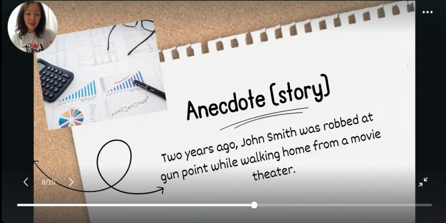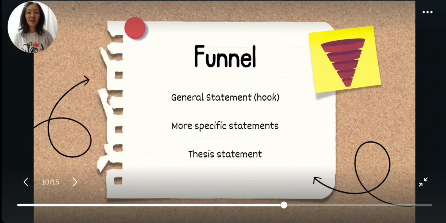So I guess everything's clear with the hook. Let's get to the second point that we are going to discuss. And this is the funnel. You see the picture of the funnel on the top right side of the slide, and you see that it looks like this. So you start with something global, with something general, and you narrow your ideas, making it more and more specific. So this is what your introduction should look like.